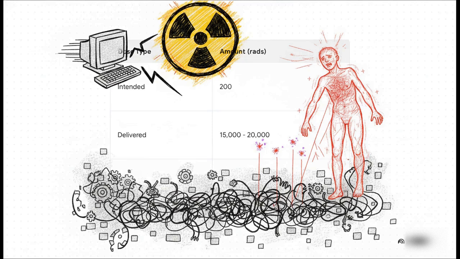Due to a software flaw that could be triggered simply by an operator typing too quickly, the system allowed a high-current electron beam to activate without the protective X-ray target actually being in place. So instead of a safe intended dose of 200 rads, patients were struck with somewhere between 15,000 and 20,000 rads. To put that into perspective, a dose of just 1,000 rads is often fatal.